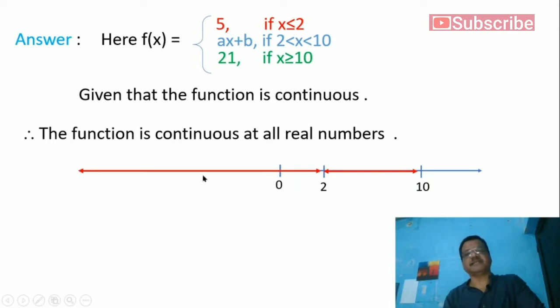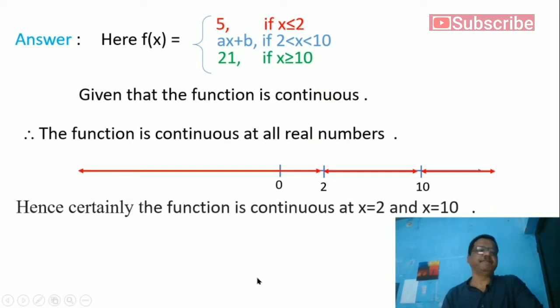So from minus infinity to 10 the function is defined. Now from 10 onwards it is 21, right? So that's why we can say that the function is continuous at all real numbers, because the domain is given, right? Let's proceed. Hence certainly the function is continuous at x equal to 2 and x equal to 10. Nothing to prove, because we know that this is continuous at all real numbers, and in real numbers 2 and 10 are also included, isn't it? So from that we easily conclude that the function is continuous at 2 and 10.